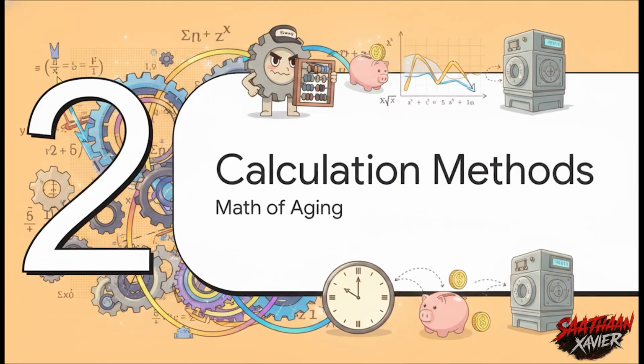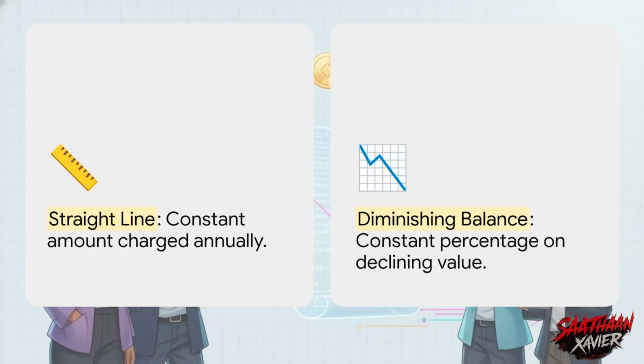Section 2, How to Calculate Depreciation. Okay, so there are two main ways to actually calculate this math. First up, the straight line method. This one is super straightforward. It gives you a flat, constant expense every single year. It's perfect for assets that wear out evenly, like maybe a basic office desk.